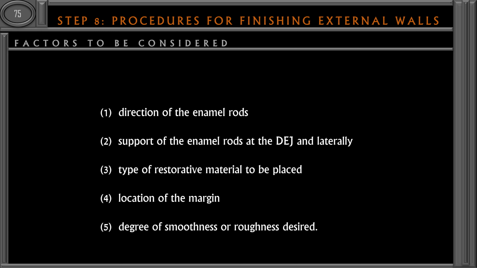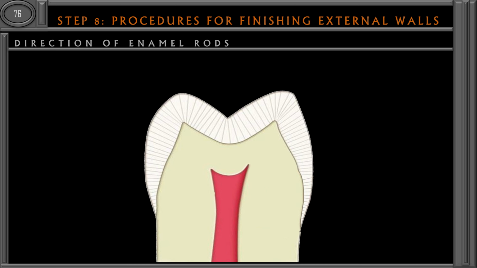The factors that have to be taken into consideration while finishing the external walls are the direction of the enamel rods, the support of the enamel rods at the dentine-enamel junction and laterally, the type of the restorative material which we are planning to place, the location of the margin of the restoration, that is the preparation, and the degree of smoothness or roughness which is desired. Let's see everything one by one.